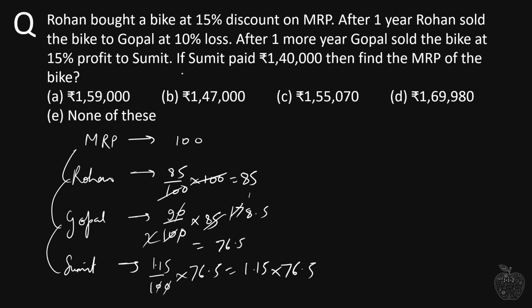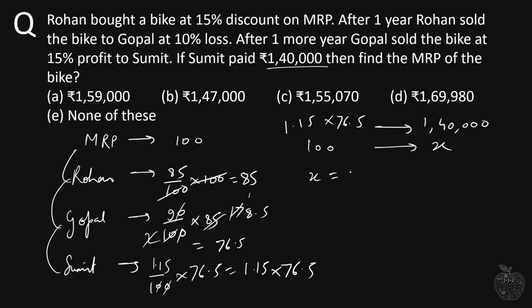Alright. If Sumit paid 1,40,000, then find the MRP of the bike. So according to our assumptions, Sumit paid 1.15 into 76.5. But according to the question, Sumit paid 1,40,000. So that means this amount, which is 1.15 into 76.5, equals 1,40,000. Then find the MRP of the bike. MRP here is 100. So this 100 will be equal to, let's say, X.